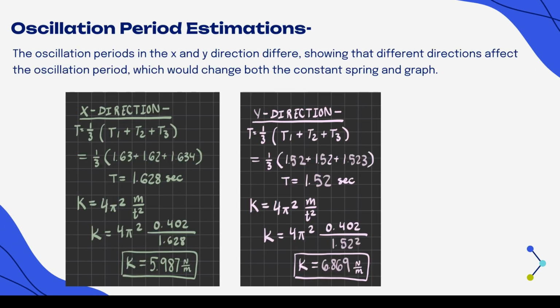And then, so the oscillation period examinations, as you can see, we have our calculations. So we find the average time it takes to complete one oscillation, and then we plug that into the equation to get K equals 5.987 in the X direction and then 6.869 in the Y direction. So the oscillation periods in the X and Y direction differ, showing that the different directions affect the oscillation period, which would change both the spring constant and the graph.